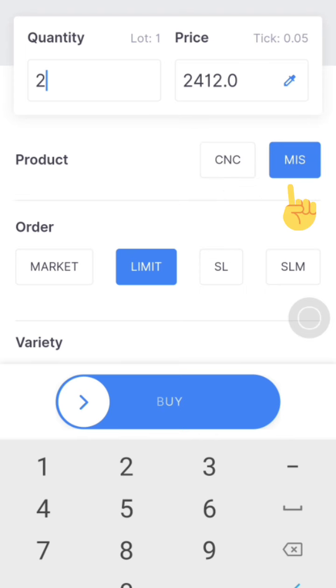Means when you are purchasing, you are doing any trading, you are buying a share or selling a share, and you need to exit the share within the same day itself. That is called MIS. Even though you are not exiting that share in the same day, at the end of the trading hours at 3:50, it will get executed. Whatever the profit or loss, it will book automatically.